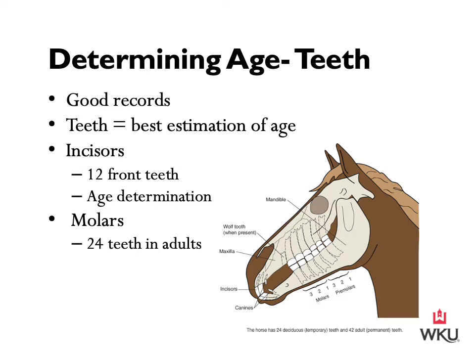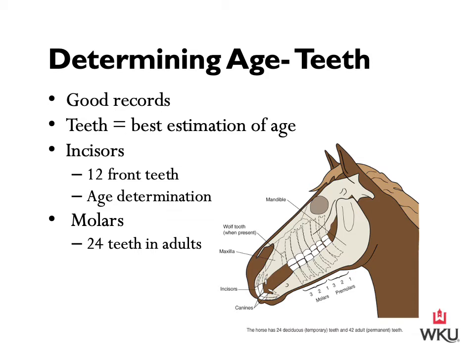Age is going to be determined by a study of the 12 front teeth. So these 12 front teeth are what we reference as incisors. You can also see that in the diagram on the right-hand side. The two central pairs, both above and below, are called central incisors. The four teeth adjacent to these two pairs are called intermediates, and the outer four teeth are designated as corners. So those are going to be the 12 incisors. We have our centrals, then we have our four intermediates, and then we have our four corners.